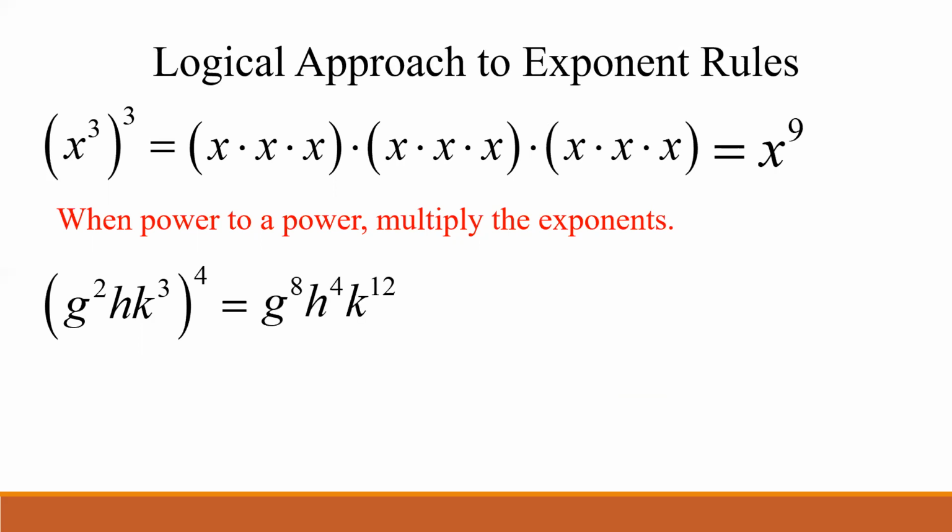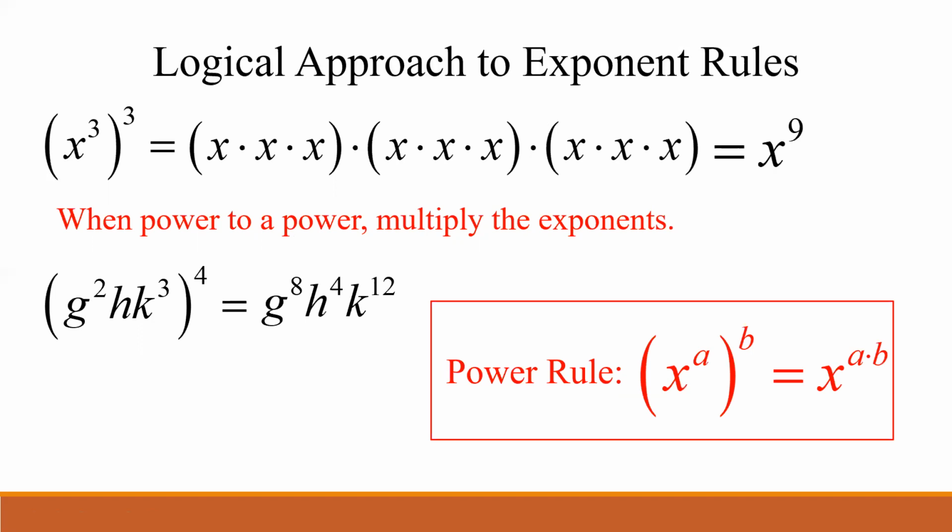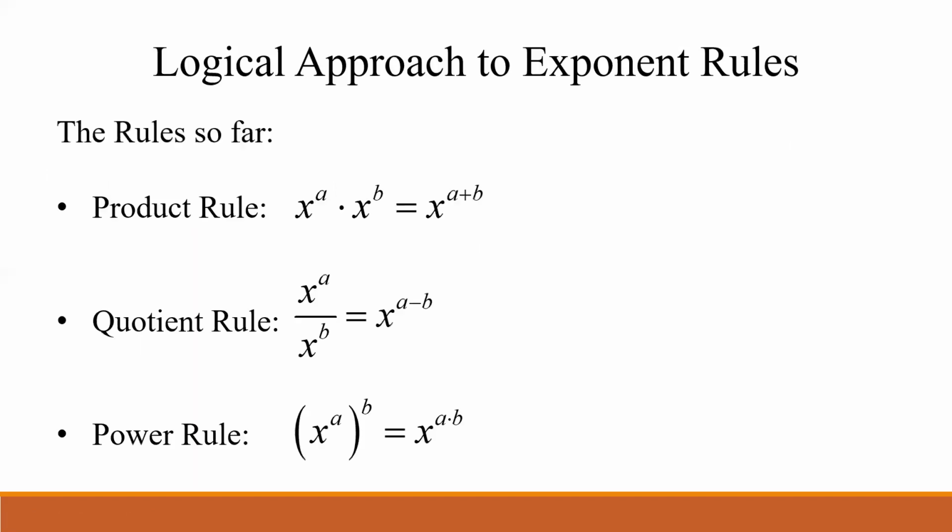So we get, again, 2 times 4, 8, 4 times 1, which in this case would be 4, and then 3 times 4 would be 12. So that's the power rule. And again, that's how you would see it written. Okay, so those are really the 3 big ones that we talk about: the product rule, the quotient rule, and the power rule. You don't have to remember the names of them, but if you remember the logical sense of what to do anytime you see a like base, then you'll be in good shape.